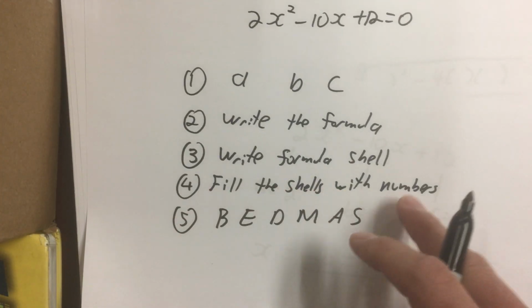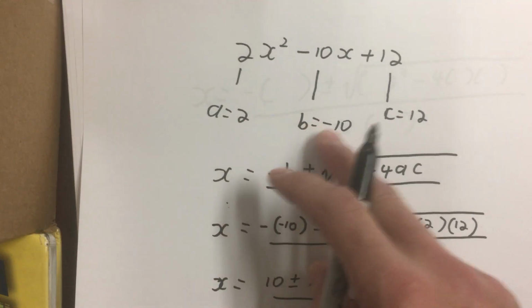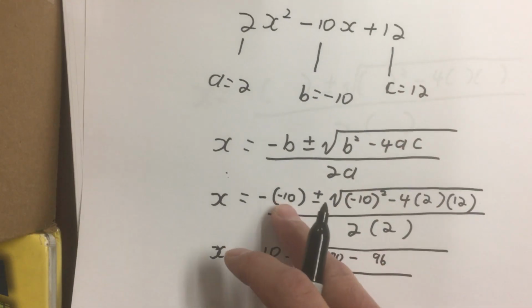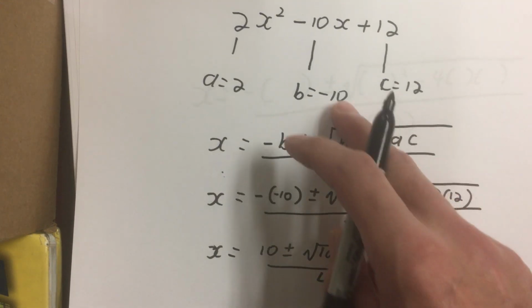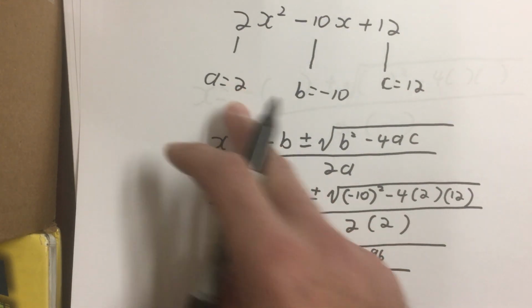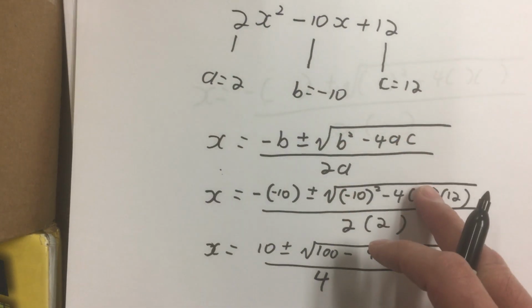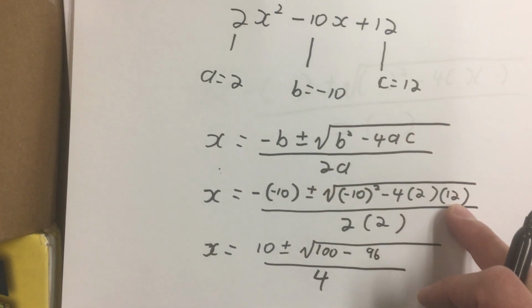Step 4, fill the shells with the numbers. So remember, you have, at this point, identified A, B, and C. You write them in their appropriate spot by reading the formula. B goes here and here. A goes here and here. And C goes right there.